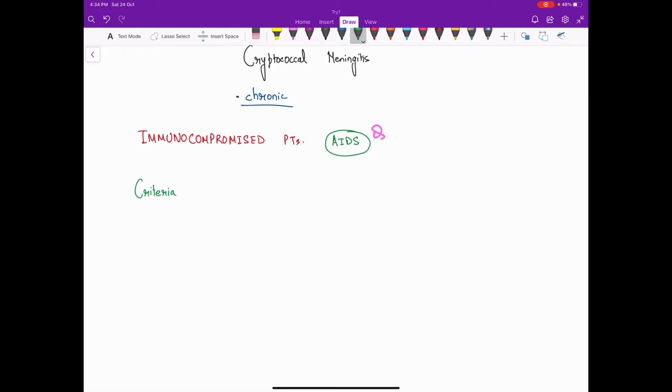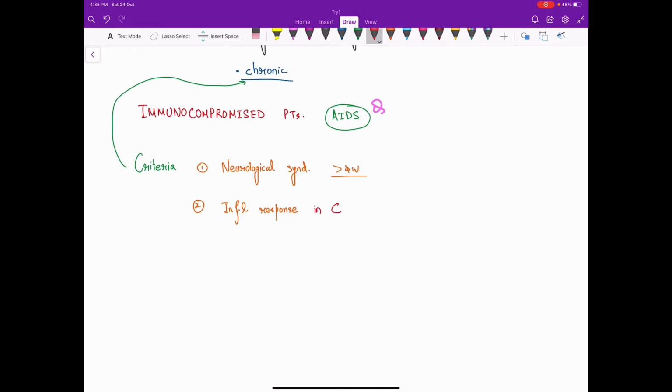So let us first see the criteria for chronic meningitis. A characteristic neurological syndrome for more than 4 weeks with an inflammatory response seen in the CSF is the criteria to classify a disease as chronic meningitis. You may see a history of exposure to pigeon droppings, which is again very characteristic and seen in exams too.